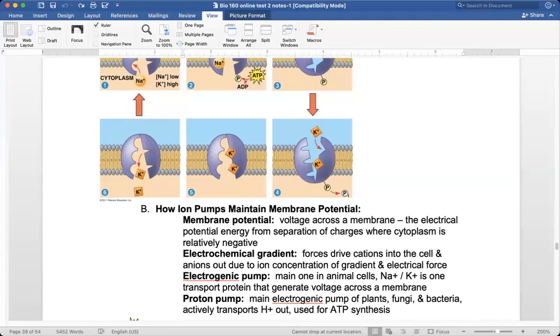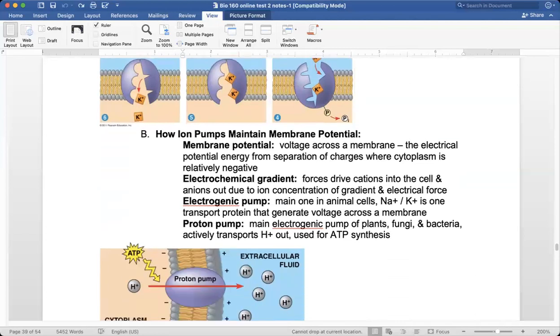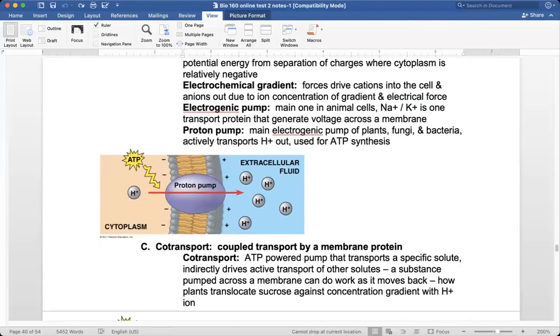So these are important because they can help cells maintain a membrane potential. They'll have voltage on them like a battery does. So the membrane potential is just the voltage across the membrane where those charges are separated. So here you can see where you've got this proton pump. This is an electrogenic pump that is going to pump hydrogen ions out. And those will be used for ATP synthesis when they want to cross back over the membrane.